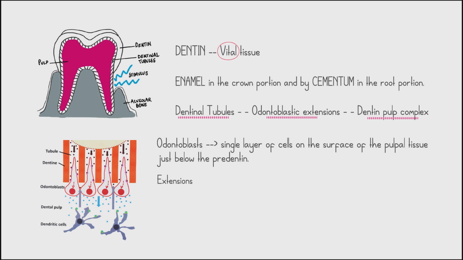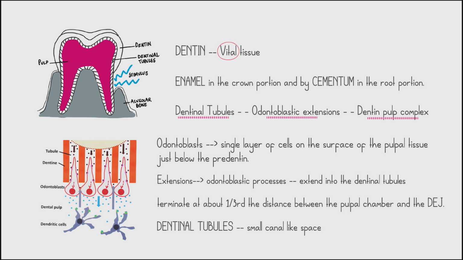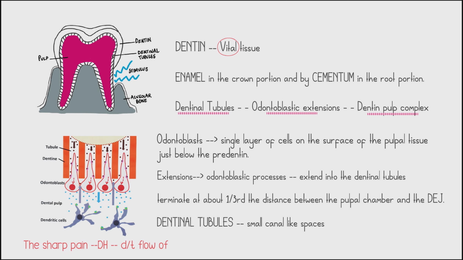Both dentin and pulp, although histologically different, are embryologically derived from the same precursor, that is ectomesenchyme. Odontoblasts constitute a single layer of cells on the surface of the pulpal tissue just below the predentin. At the end of the cell is the odontoblastic process. This process extends into the dentinal tubules and generally terminates at about one-third the distance between the pulpal chamber and the dentino-enamel junction. Dentinal tubules, as the name suggests, are small canal-like spaces. The sharp pain of dentin hypersensitivity is due to the flow of fluid through the open dentinal tubules into the pulp of the tooth.